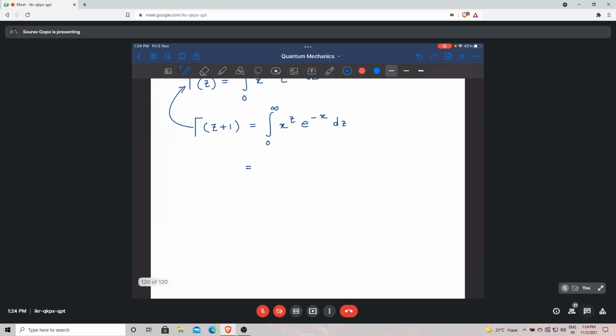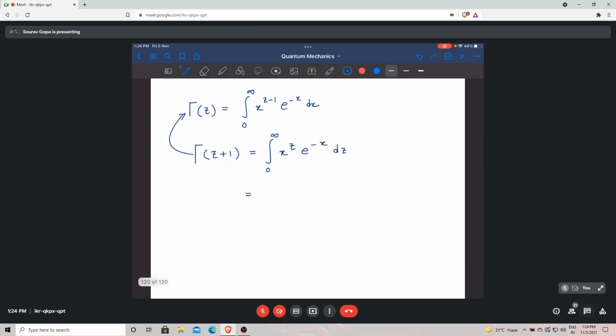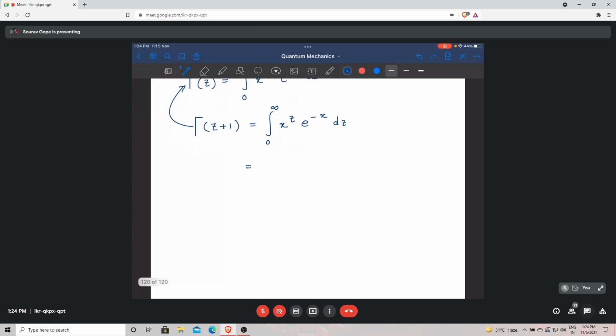Now I have x to the power z in the integrand, and we want x to the power z minus 1. So how do I step down from x to the power z to x to the power z minus 1? Integration by parts, right?